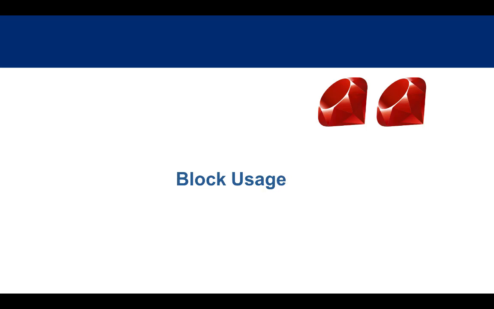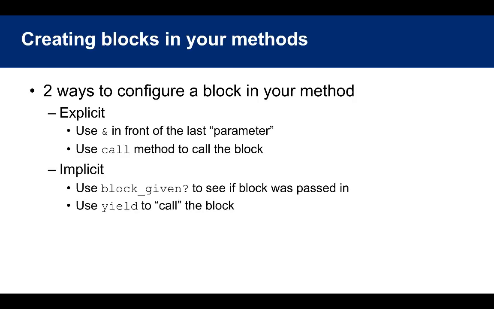So let's talk about block usage, right? So far we saw how you could use other methods that use blocks like each, dot each, and so on. But how do you write your own methods and have them use blocks? So there are two ways. You could have the explicit way and the implicit way. And this is just a summary of how to do that.